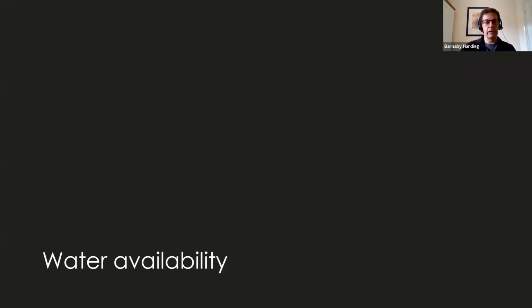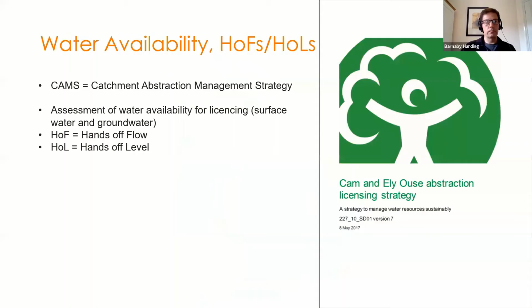Now moving on to water availability. So water availability is really about whether or not there's water there which can be licensed. So if you're dewatering at your site, is there water available to be licensed? And the water availability is published in what are called the CAMS documents, so Catchment Abstraction Management Strategy documents. So an example on the right hand side there for the CAMS.